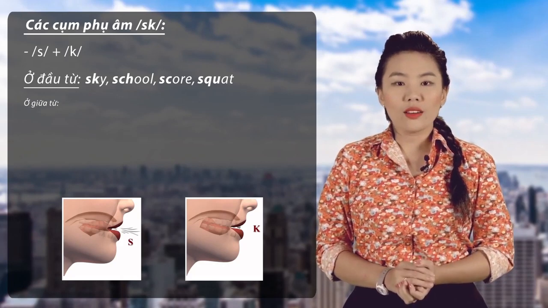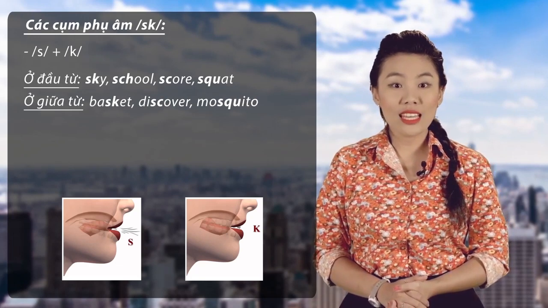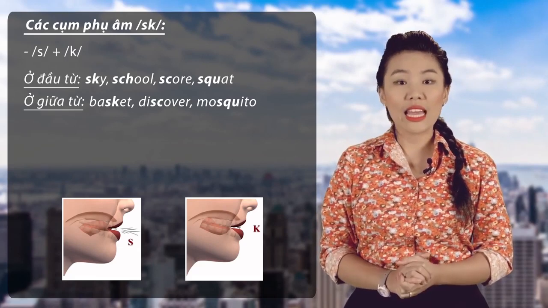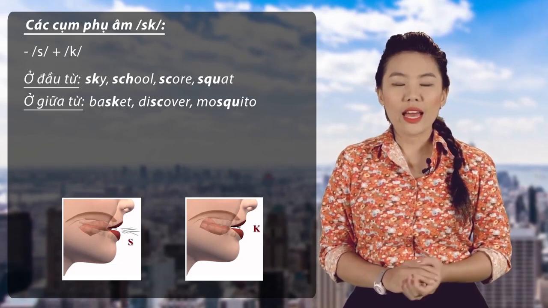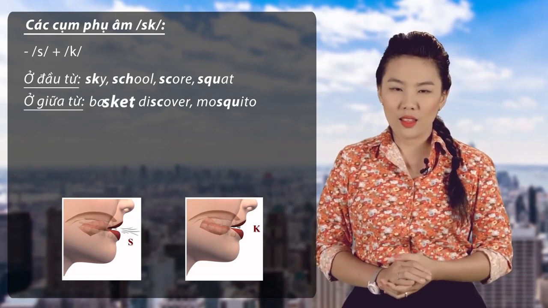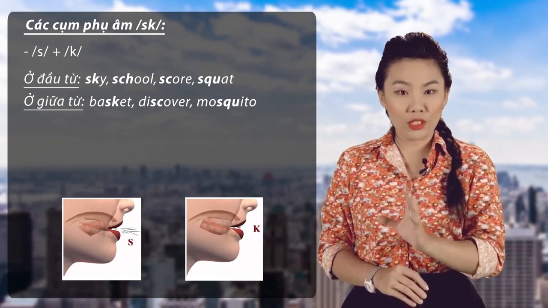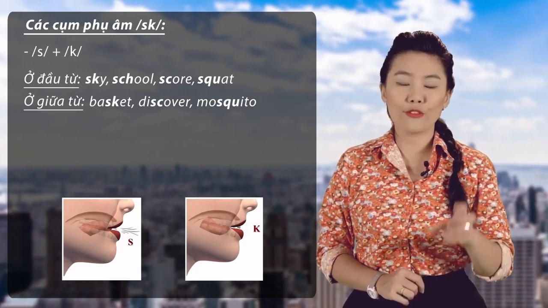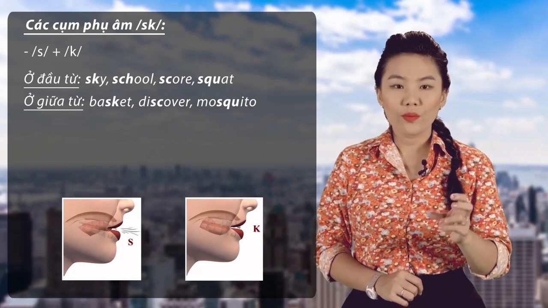Tổ hợp sk ở giữa các từ, chẳng hạn như basket, discover, mosquito. Nếu bạn cảm thấy khó nói tổ hợp sk ở giữa các từ thì hãy làm như sau. Cắt âm tiết đầu tiên để âm sk trở thành âm đầu tiên của từ, chẳng hạn như skate, scover, skittle. Và thực hành nói một nửa từ này. Khi bạn có thể làm tốt, sau đó thêm âm tiết đầu tiên vào và thực hành nói toàn bộ từ basket, discover, mosquito.